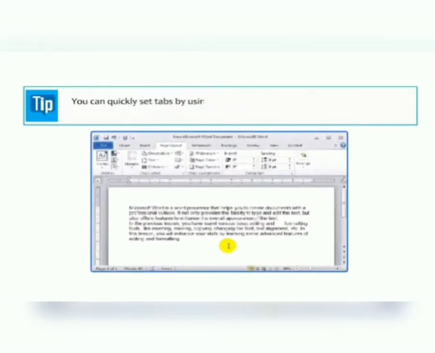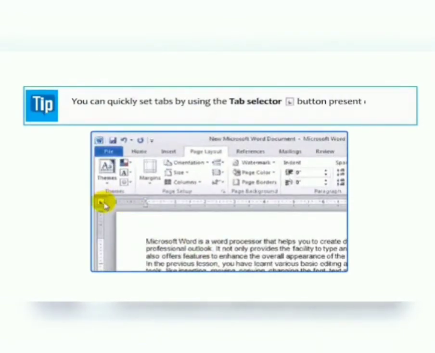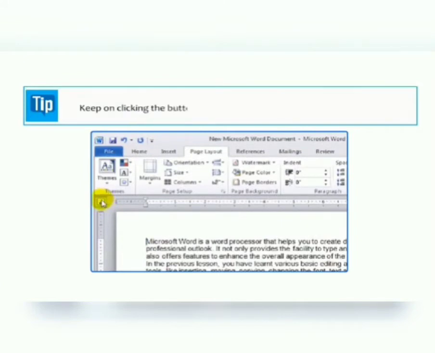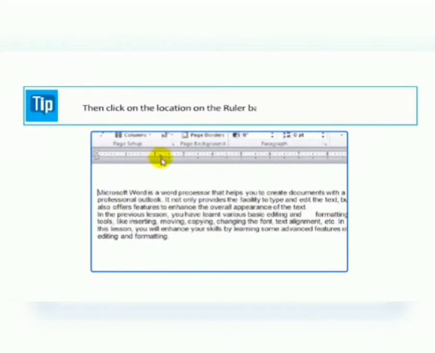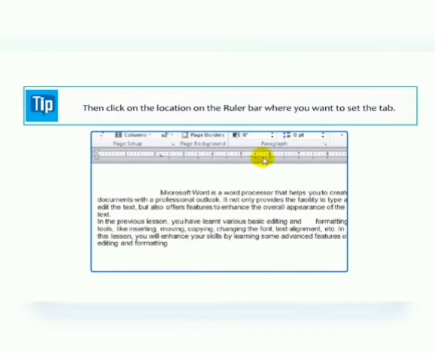Let me give you a tip. You can quickly set tabs by using the tab selector button present on the left end of the ruler. Keep on clicking the button until it displays the type of tab you want to set. Then click on the location on the ruler bar where you want to set the tab.